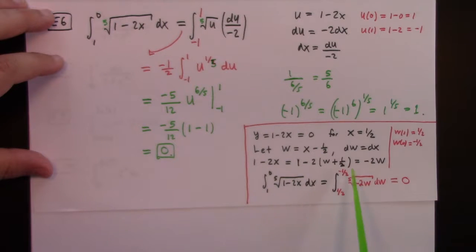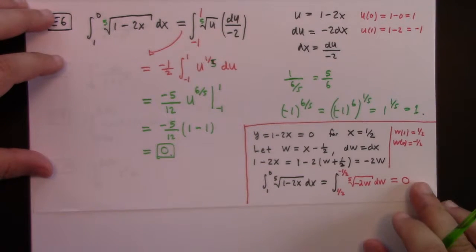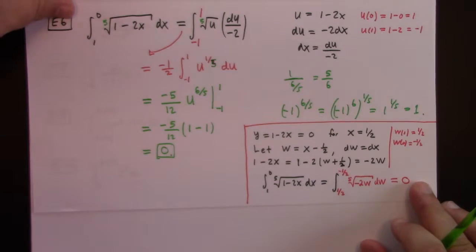Here's an explicit change of variables that shows this. So if you let w equal x minus 1/2, well, dw is dx, and if you change 1 minus 2x to w's, you get minus 2w. So this integral from 1 to 0, the fifth root of 1 minus 2x dx, becomes the integral from 1/2 to minus 1/2, the fifth root of minus 2w dw. And, well, basically we have an odd function of w integrated symmetrically about 0, so it's 0. So I was kind of happy with that.